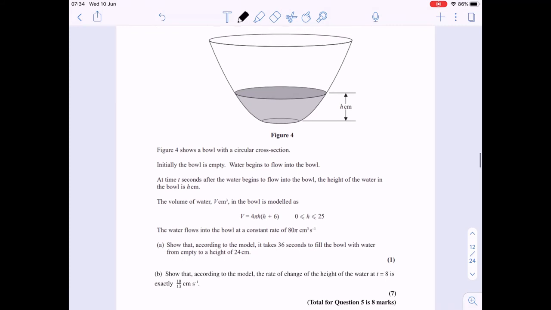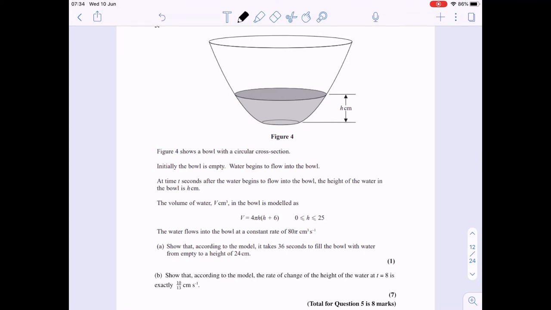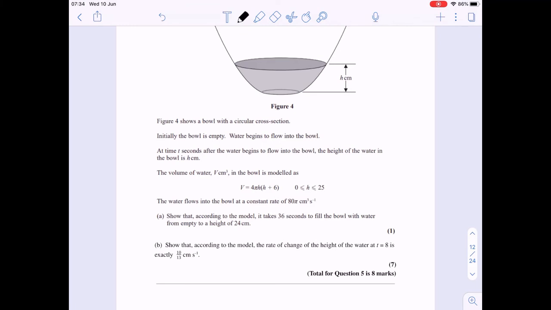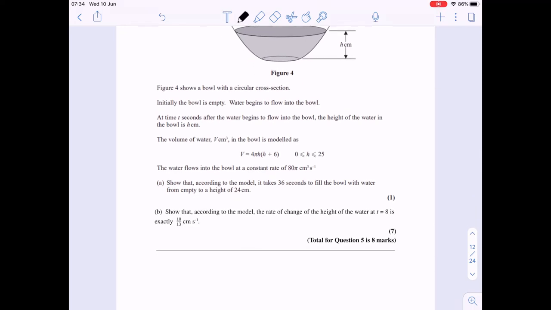Okay, question 5. We have a figure of a bowl. Initially the bowl is empty, water begins to flow into the bowl. At time t seconds after the water begins to flow into the bowl, the height of the water is h, and the volume of the water, v centimeters cubed, is modeled with this equation. The water flows into the bowl at a constant rate of 80 pi centimeters cubed per second, so there's a couple of key words here.